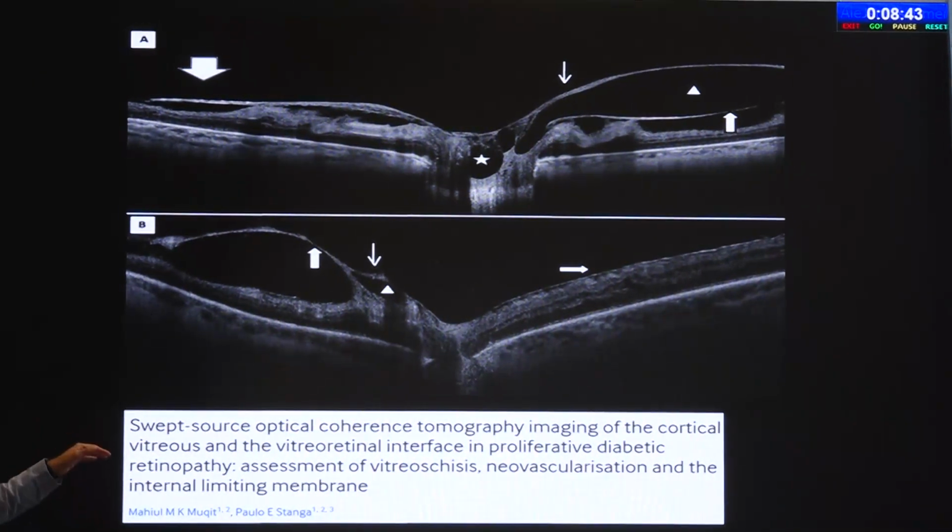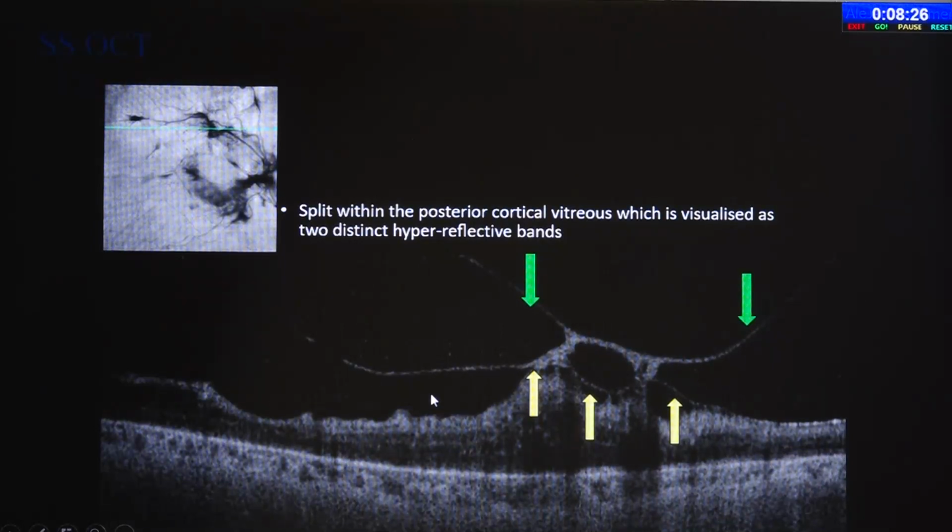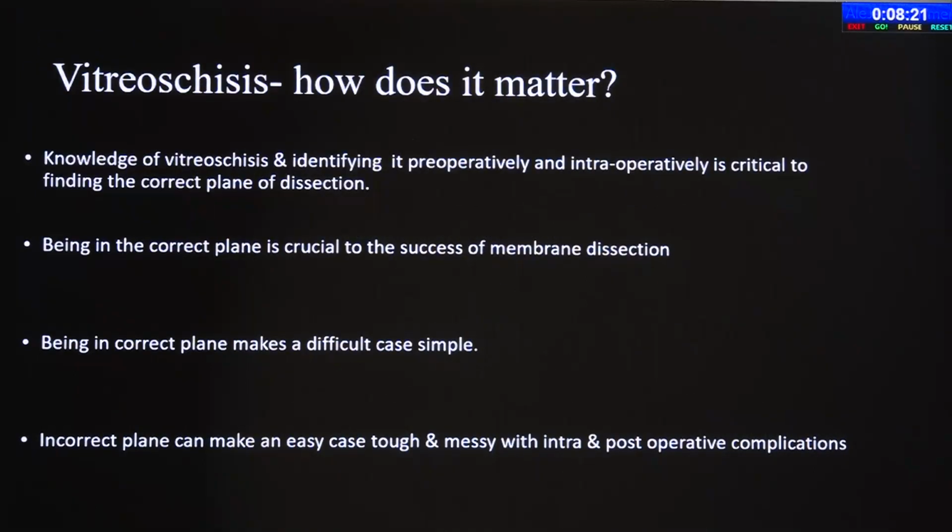And here you can see the two leaflets of the vitreoschisis. So this is one of our own cases. What we wanted to say is that if you go and dissect just under the green arrows, you're going to get the wrong plane. You're going to leave all this tissue there. So you have to make sure you are in the plane of the yellow arrows. And when you have an OCT, you are aware that such a plane exists. So this is the importance. So knowledge of this and identifying it pre and intraop is critical. Being in the correct plane is essential for success of the dissection.